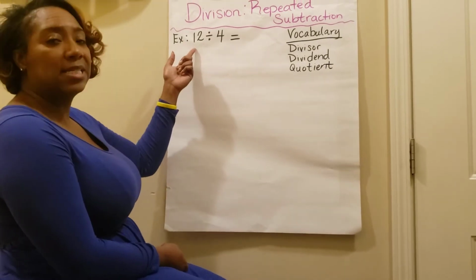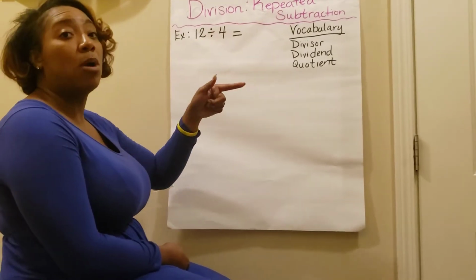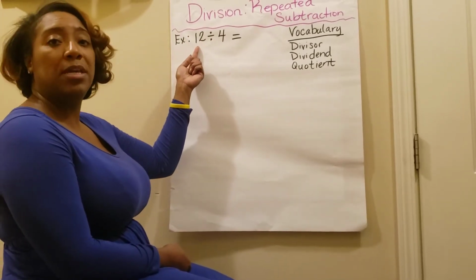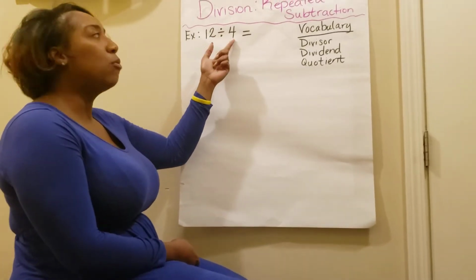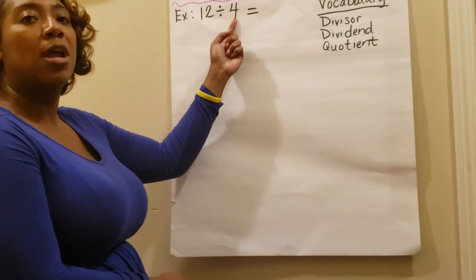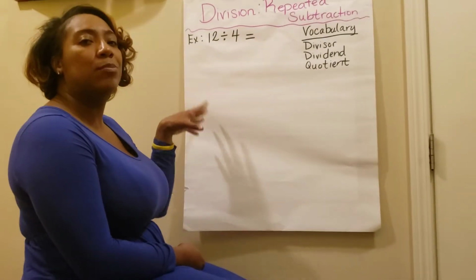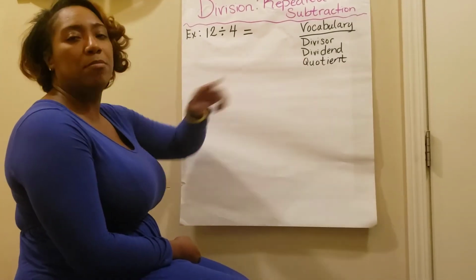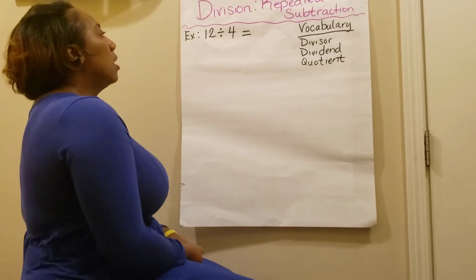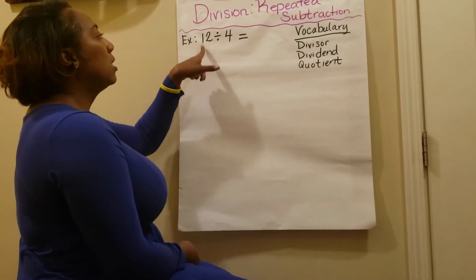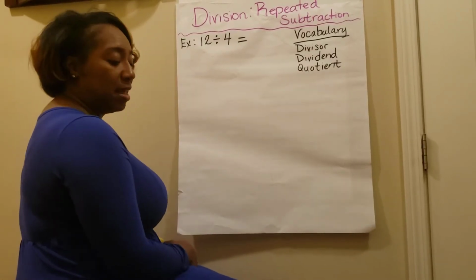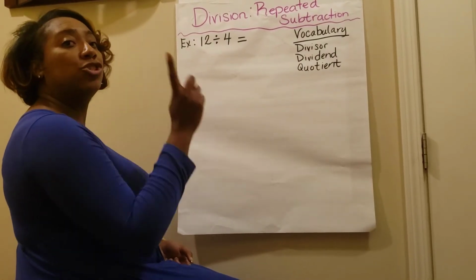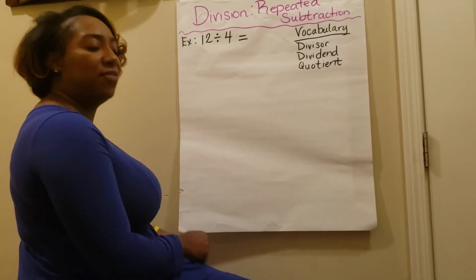So if I look at my example here, 12 divided by 4, my dividend would be 12. My divisor, I'm dividing 12 by 4, so my divisor is 4. And when I do repeated subtraction and come up with my answer, that would be my quotient, okay? So we're going to be using repeated subtraction to solve this problem, 12 divided by 4. Just remember now, this is a strategy, another way to divide.